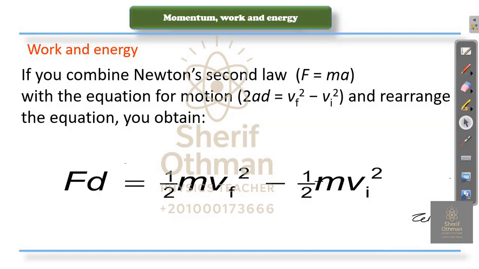When you apply a work on an object, this object is going to move and change its velocity. So its kinetic energy will change. This object has an initial kinetic energy and a final kinetic energy. The difference between them represents the work done. So we can measure the work done by F multiplied by d, or the final kinetic energy minus the initial kinetic energy.